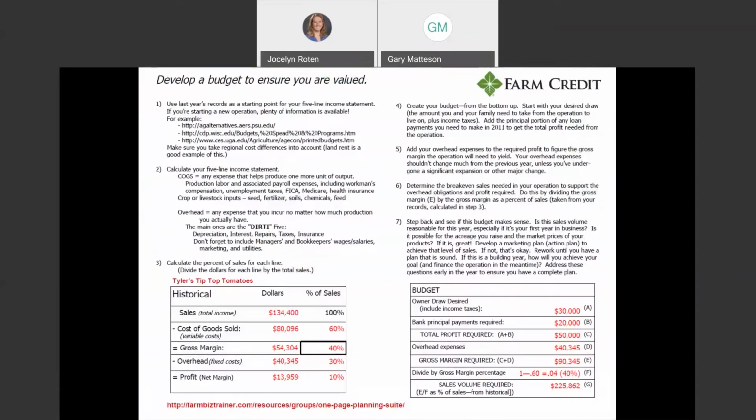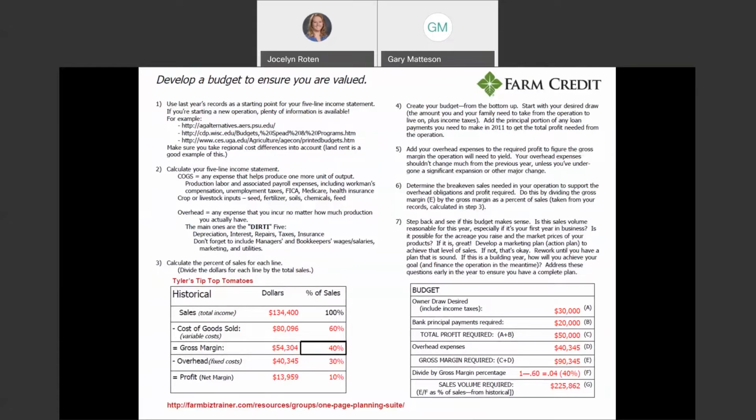In this case, I'll do a quick review of what we covered in the previous webinar, which really concentrated on the five-line income statement. If you need to go back and see that webinar again, that's great, but I'm going to do just a quick review of the more complicated parts of that five-line income statement, just to get you tuned up for today's follow-on presentation.